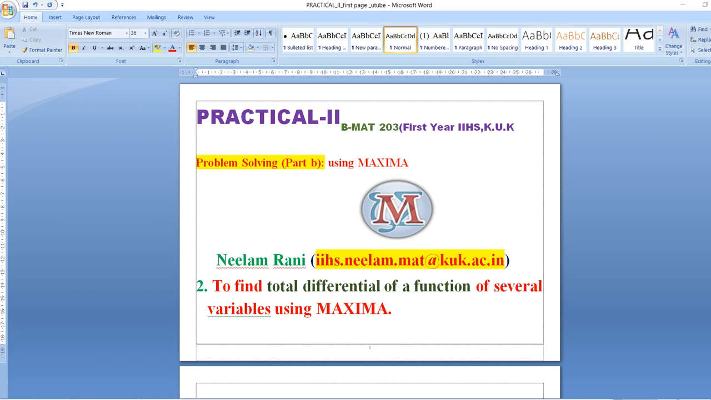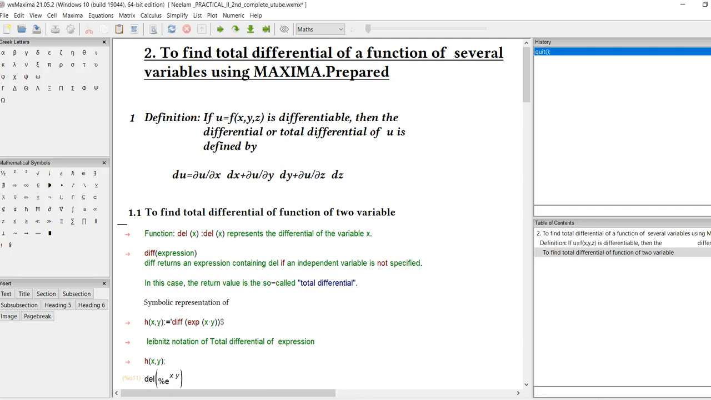Welcome to the second practical of B.Sc. MAT 203, and this is the practical for first year students of IIHS Kurukshetra University, Kurukshetra. In this practical we will find the total differential of a function of several variables using Maxima. You already practiced this in your calculus. So how to use this total differential in Maxima, we will learn here.